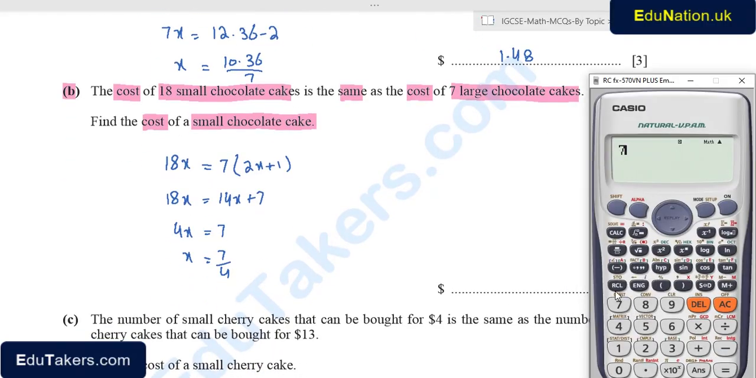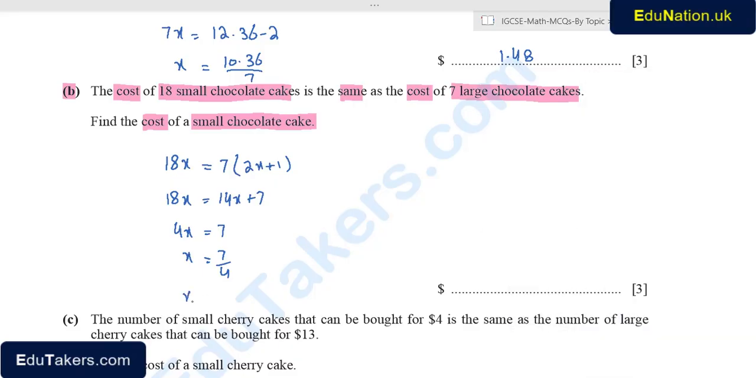Now x is equal to 7 over 4, which is 1.75. So each small chocolate cake costs $1.75.